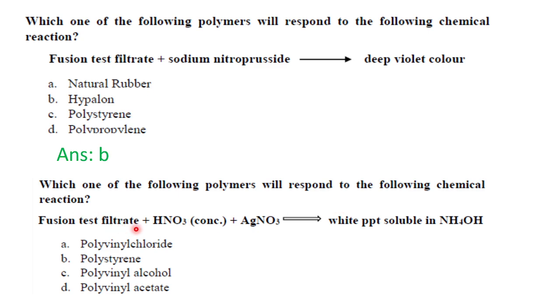The next question is, which one of the following polymers will respond to the following chemical reaction? When you react the filtrate with concentrated HNO3 and silver nitrate, it forms a white precipitate that is soluble in ammonium hydroxide. Among these, which one will show that white precipitate? We have already discussed it today also. If you have listened, you can answer. Among the 4 options, which will react with AgNO3 and form a white precipitate?